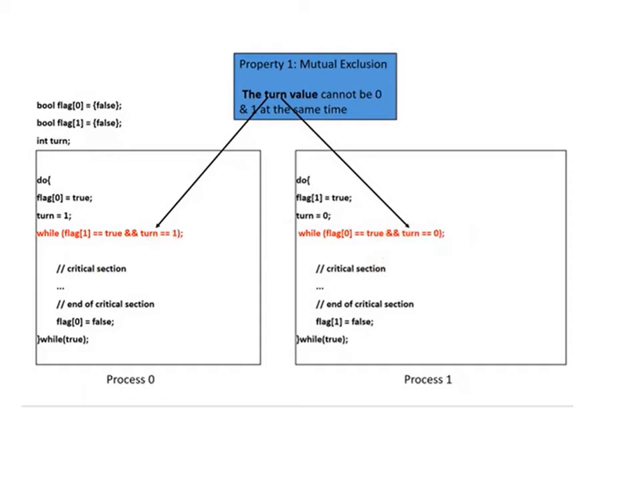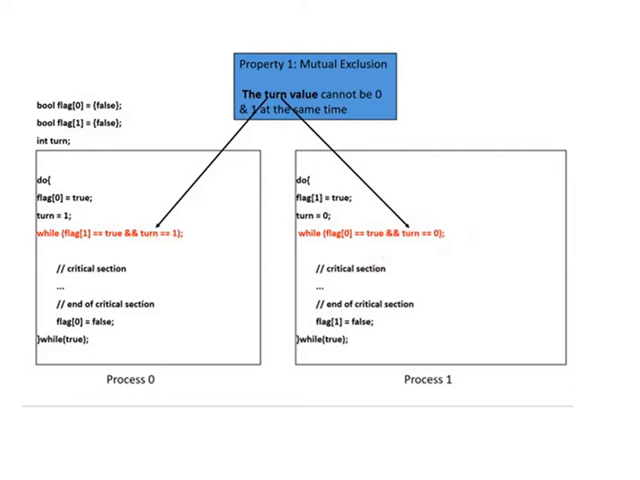Here the turn value is 1. At a time the turn value is set to either 0 or 1, and the flag value is set to either true or false. But the turn value is set to only one value at a time. Here, while flag of 1 equal to true and turn equal to 1, flag of 1 is set to true and turn value equal to 1, so both the conditions are true, that means the while statement is true. That means process 0 waits until the completion of process 1, then the execution moves to the critical section of process 1.